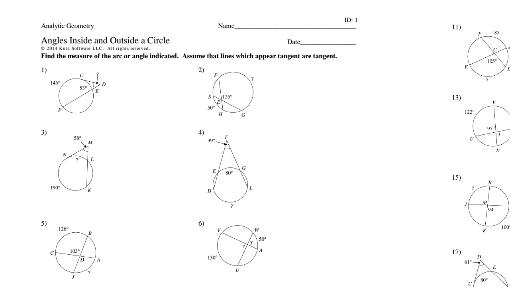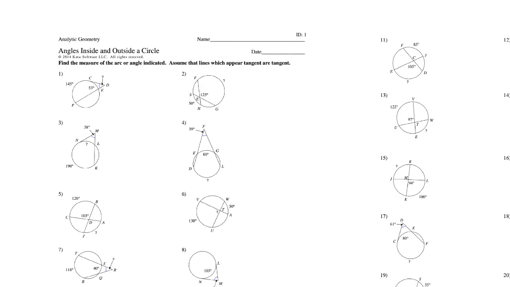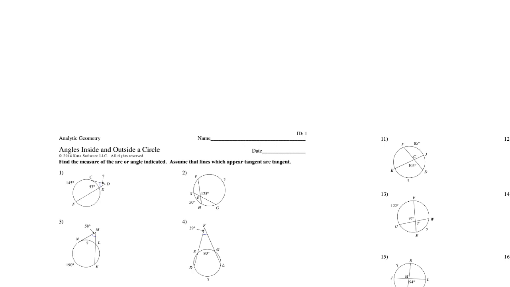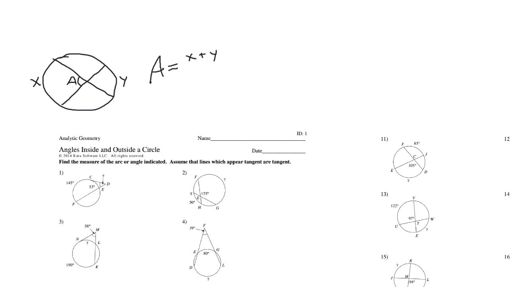So I'm going to do some solutions to some circle problems, angles inside and outside a circle. The big two formulas that we're going to be using, let me see if I can jot these down at the top here. Sweet. Our big two formulas are basically this. If we are inside a circle, and we are looking for this angle, let's call it A. If we have an arc x and an arc y, then A equals x plus y over 2.